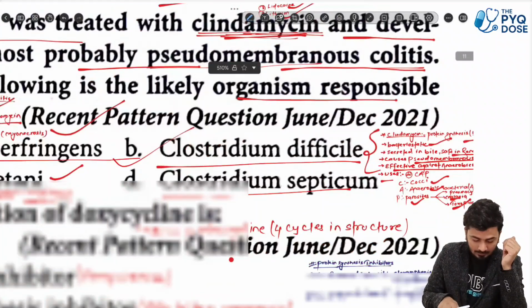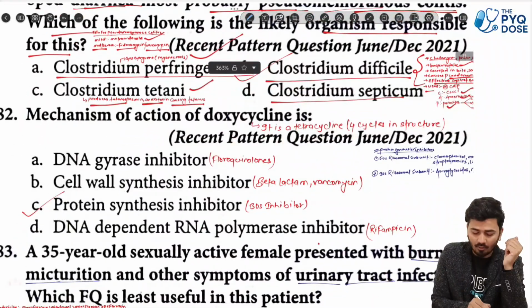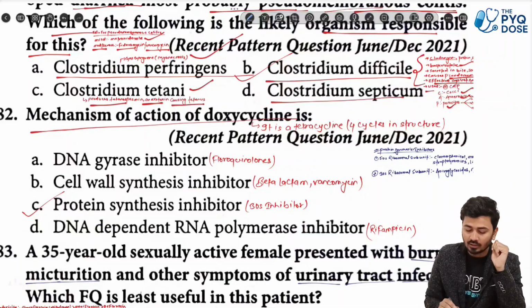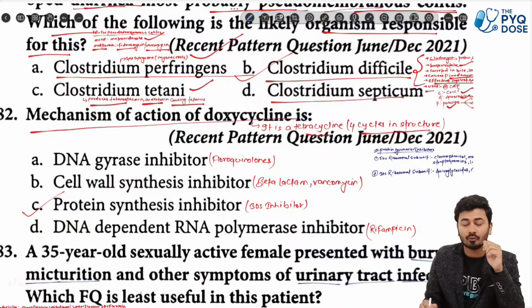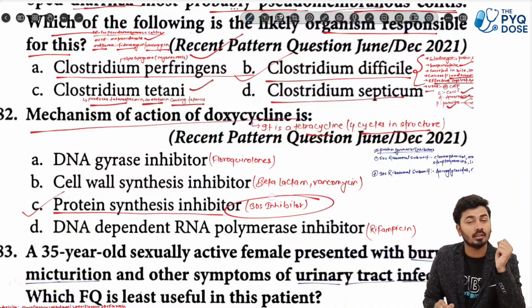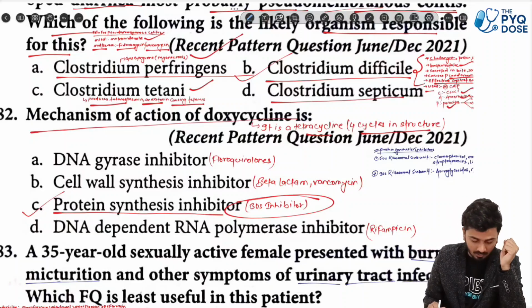The next is the mechanism of action of doxycycline. Doxycycline we just saw above in the options also. One question had doxycycline as an option. It is a tetracycline. Why do we call it tetracycline? Because it has 4 cycles in its structure. So doxycycline is a protein synthesis inhibitor, a 30S subunit inhibitor.